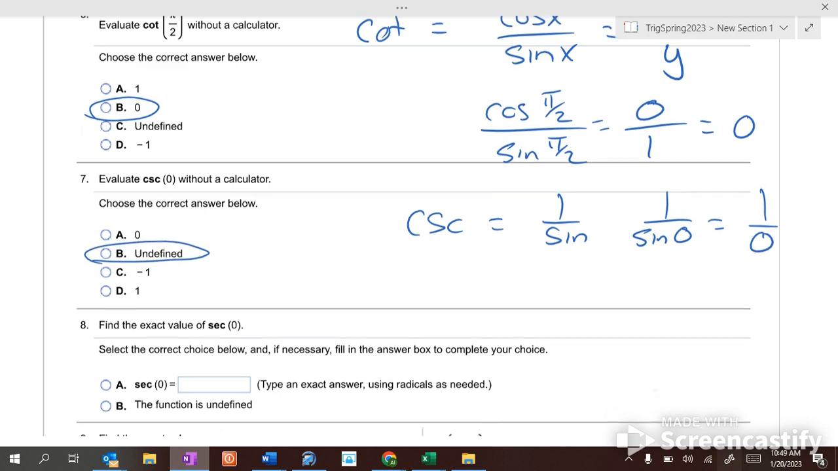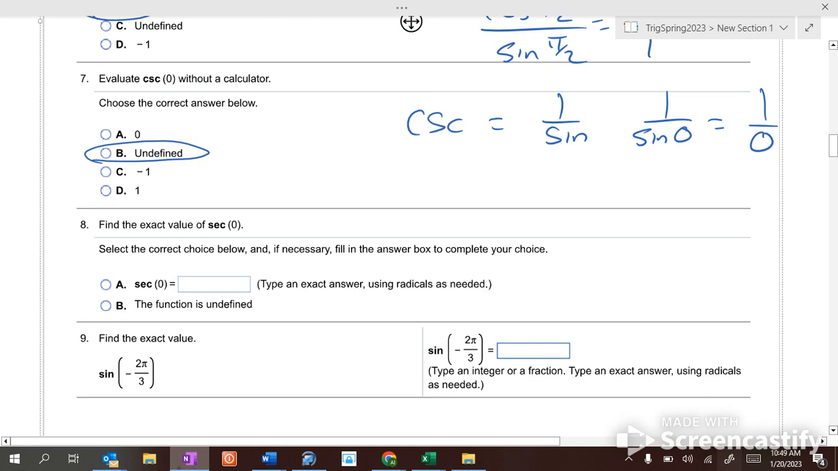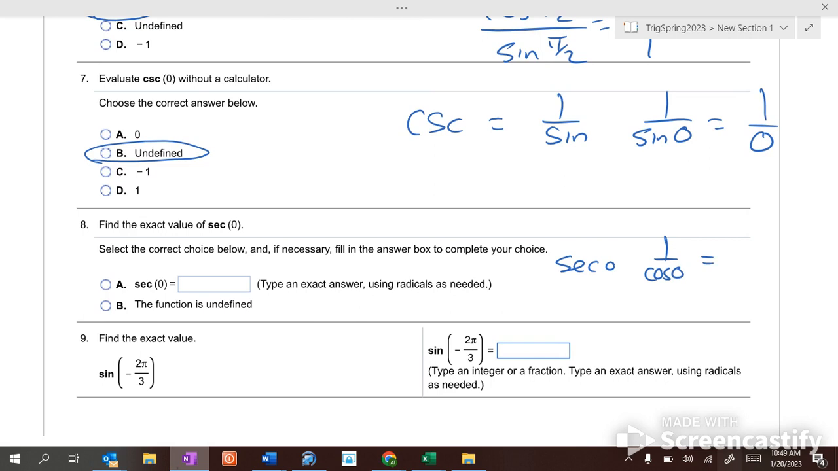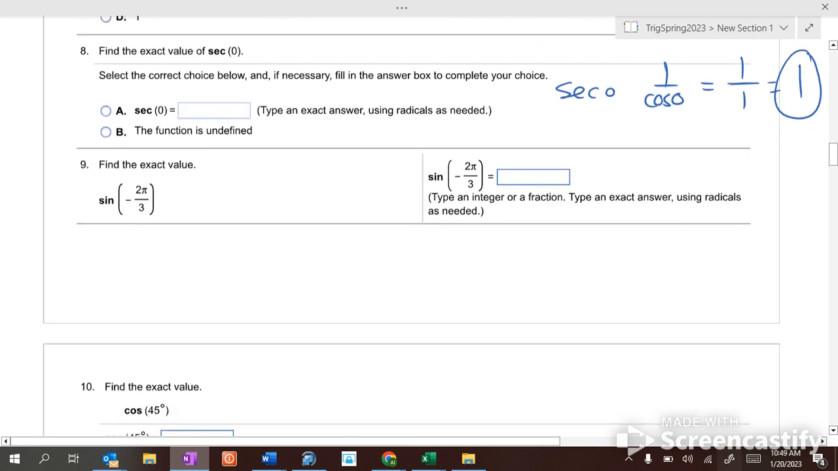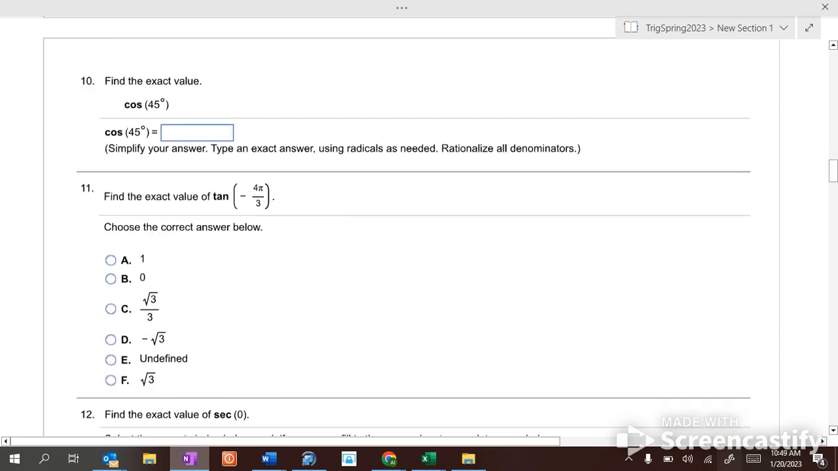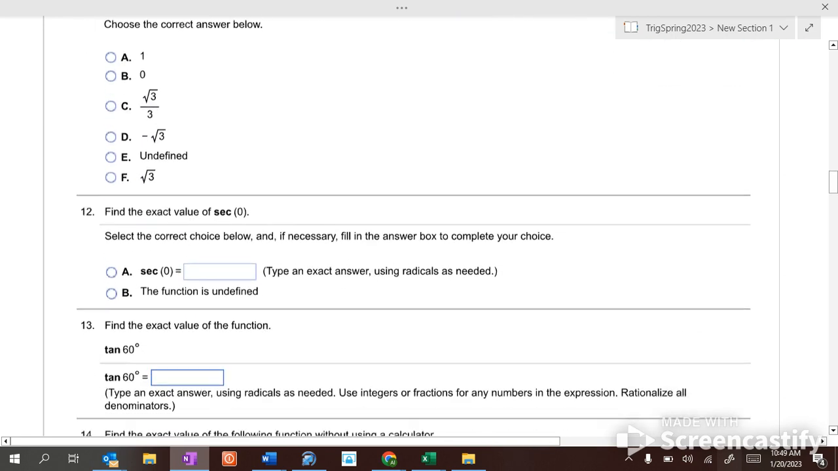So it's undefined. What's the secant of 0? Well, the secant of 0 is 1 over the cosine of 0. What's the cosine of 0? 1. 1 over 1 is 1. Okay? See how reading this is not too bad? So you guys can do a bunch of these.